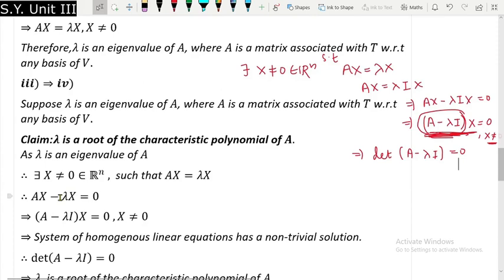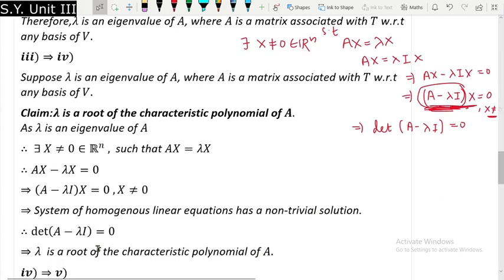So you can see this will happen. So yeah, it has a non-trivial solution. Therefore, this will happen. Non-zero and non-trivial is one and the same. Since it has a non-zero solution, any linear combination of that is going to be a solution. So therefore, it has a non-trivial solution, and therefore this determinant is 0, and therefore lambda is the root of the characteristic polynomial of A.